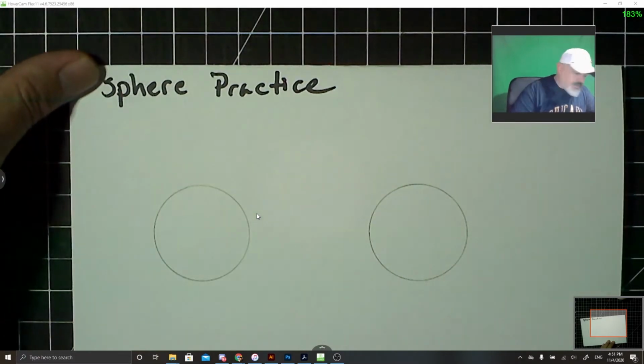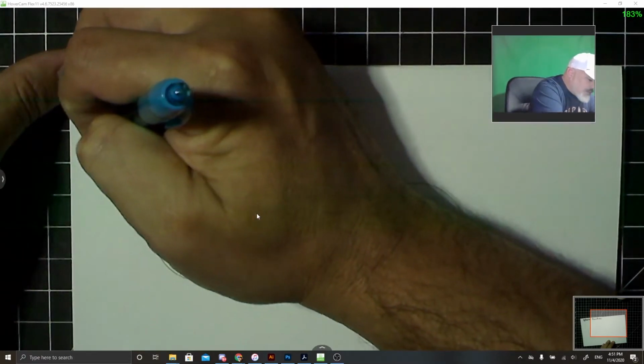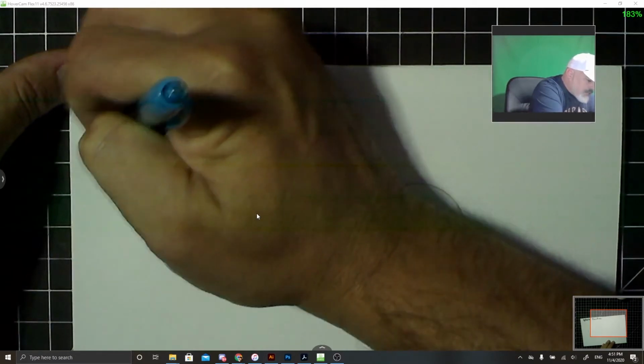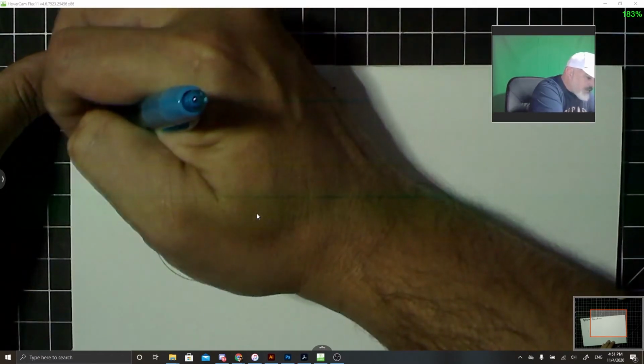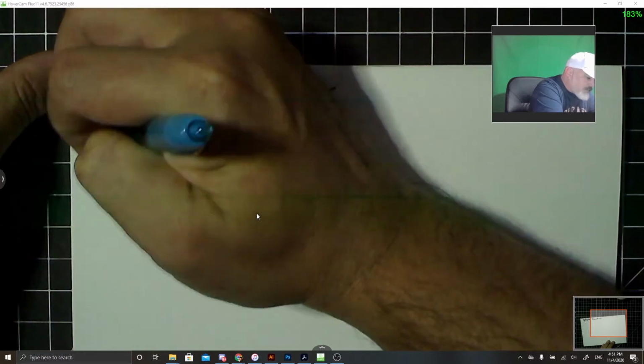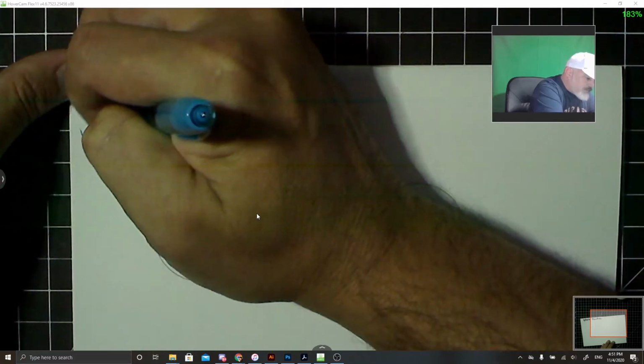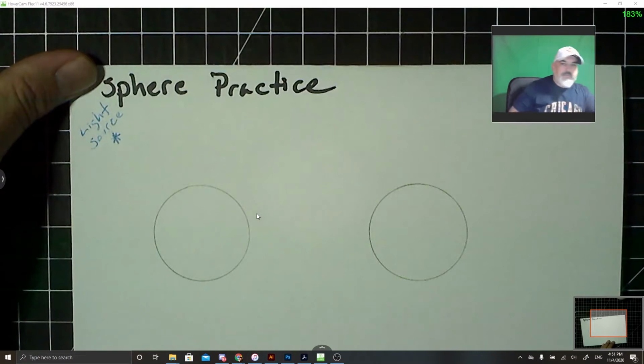So first thing I'm going to do is I'm going to do what I told you guys. I'm going to put my light source. Okay, so there's my light source.